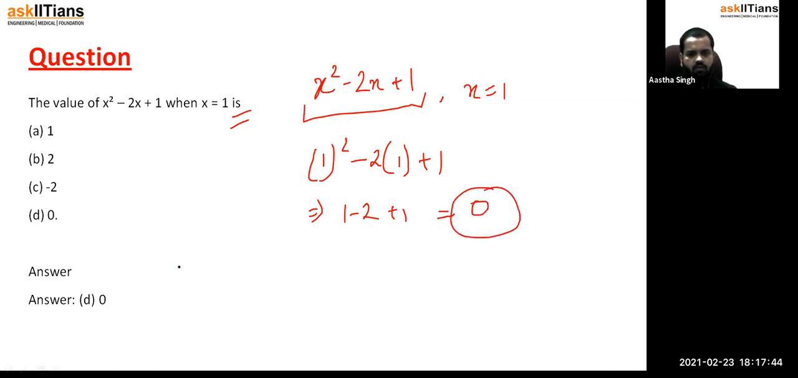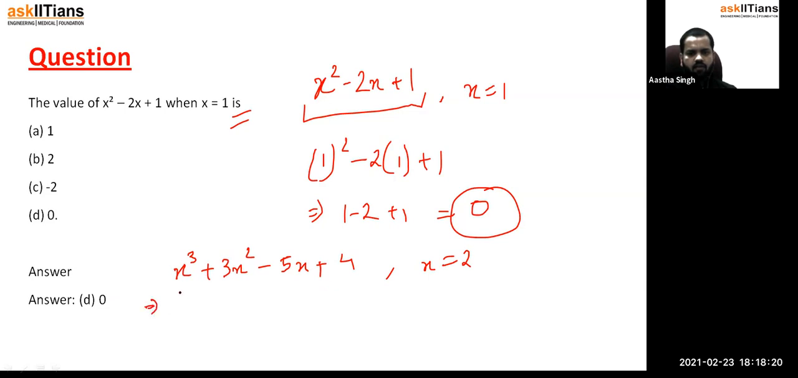Let me give you another question. Let's say x cube plus 3x square minus 5x plus 4. Find the value if x is equal to 2. For x equal to 2, find the value of this algebraic expression. So what we have studied is that you just put the value of x into the algebraic expression, then do some calculation and you will find the value, right?